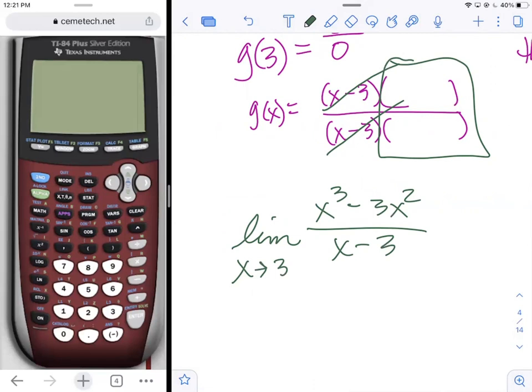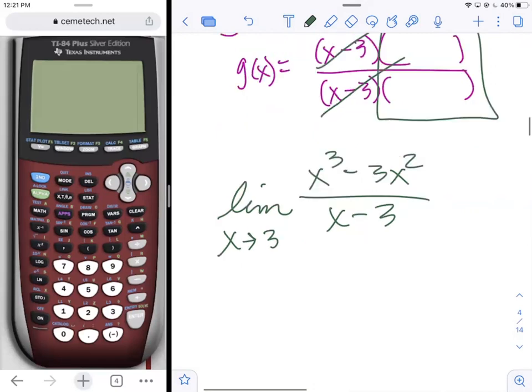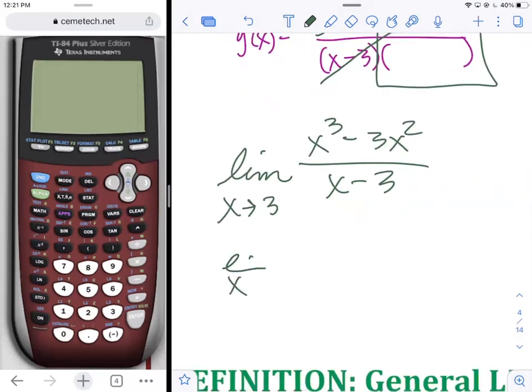Let's just factor out the x minus 3, okay? And to do that, let's see. The first rule of factoring is to look for a common factor, right? That's the first rule of factoring, the GCF. So in the top, what's the common factor? X squared. We'll factor that out, and we're left with x minus 3. And on the bottom, there's just an x minus 3.